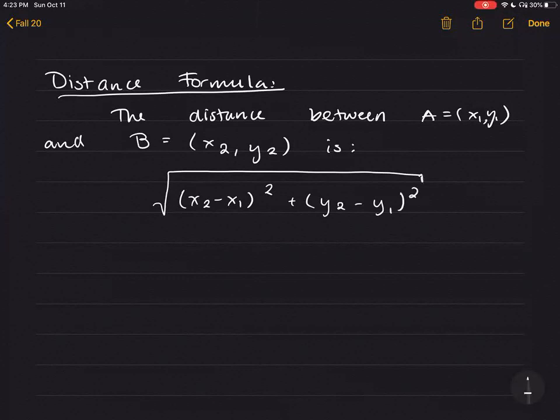And this looks really contrived, and if you're curious about where this comes from, it's really the Pythagorean theorem, but don't worry too much about that. You don't need to know how to derive the distance formula. And I'll show you an example of how to use it here in just a minute.